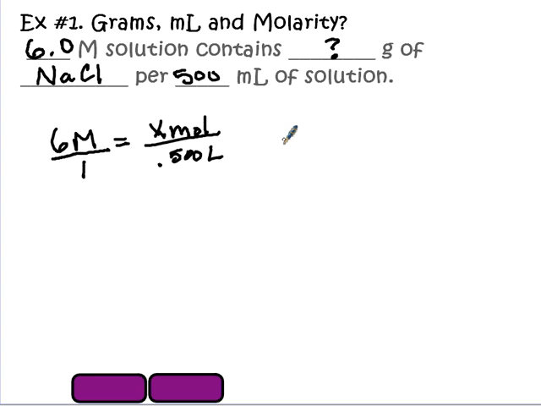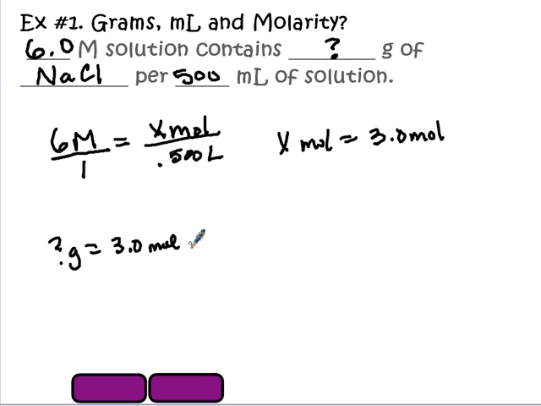So when I do that, I find out that X here, the number of moles, is equal to 0.5 times 6, that is 3. So it's equal to 3 moles of my sodium chloride. Now I have to do that next part because I'm not done yet. I need to get it to grams, so I'm going to have to change my moles into grams, right? So here I am with my question. My question is, how many grams then of the sodium chloride is equal to 3 moles of sodium chloride?